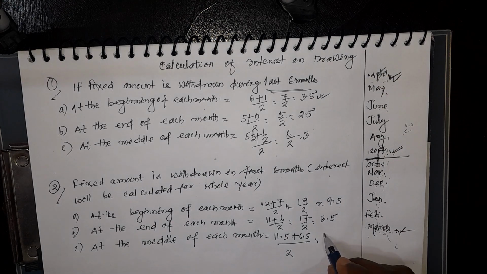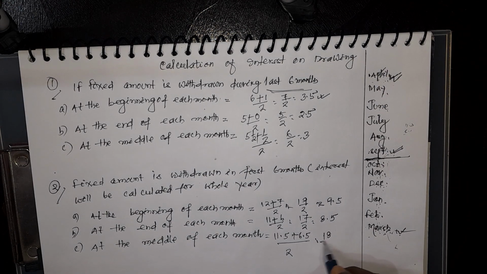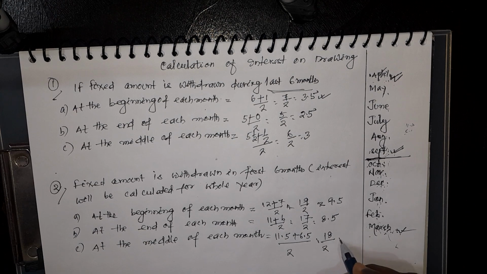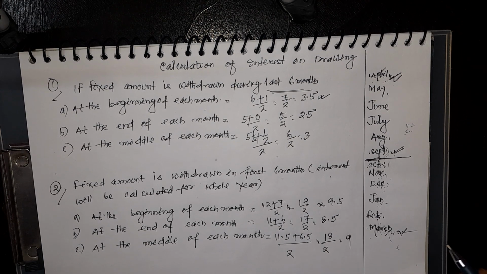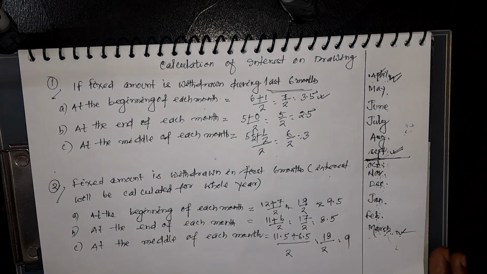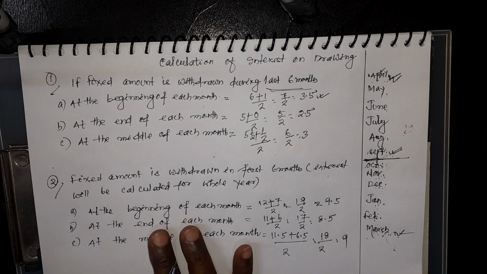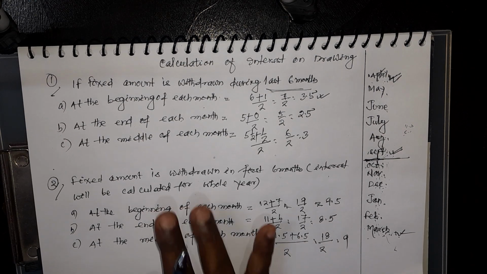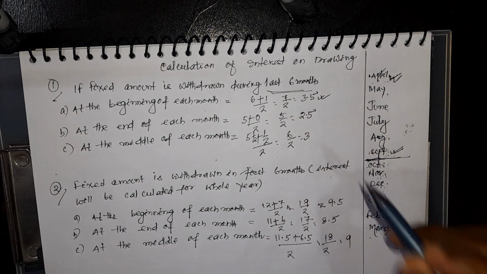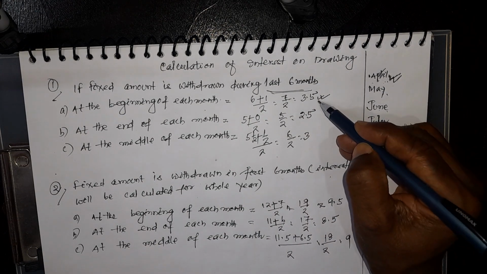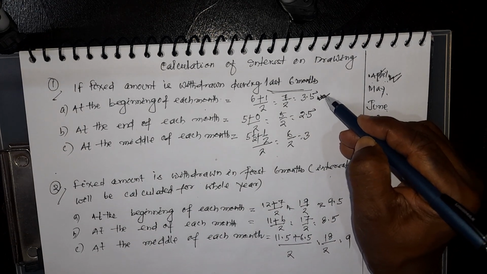So it will be how many? That means 18. 18 by 2, so it will be 9. So this is also very important. You should understand it and you remember it. Try to understand. But that means no need to learn it. You can remember it, but you should know the concept also.